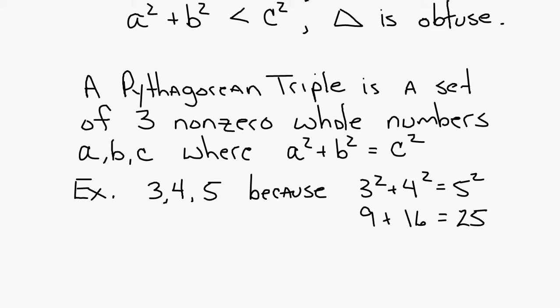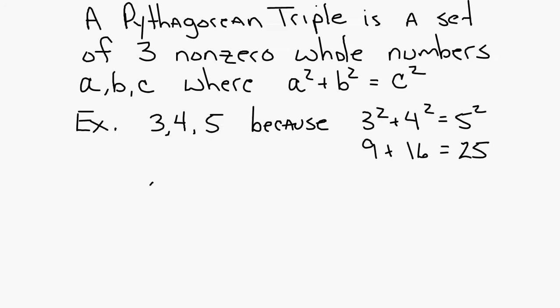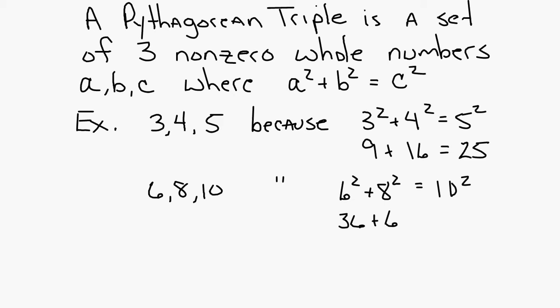Another one, 3, 4, 5 is one. What is it? 6, 8, 10. 6, 8, 10 is a Pythagorean triple for the same reason. 6 squared plus 8 squared equals 10 squared. Right? That's 36 plus 64 equals 100. And there are some more examples of Pythagorean triples on the bottom of page 361.